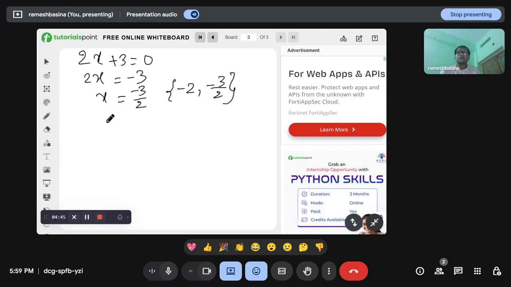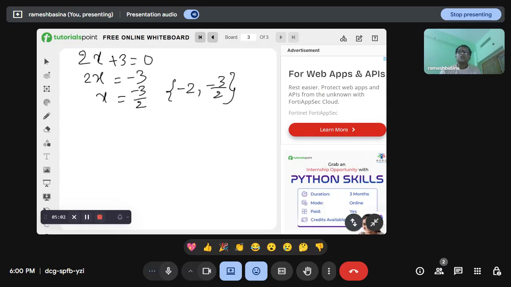What is meant by factors? When you substitute these two values, if you substitute minus 2 in the equation 2x square plus 7x plus 6 is equal to 0, you will get 0. Similarly, you can substitute minus 3 by 2 also and you get 0. That's why you call them factors.